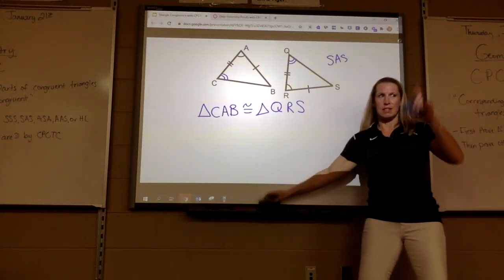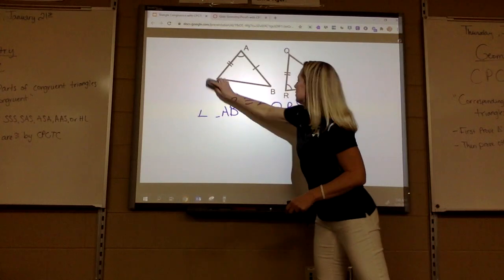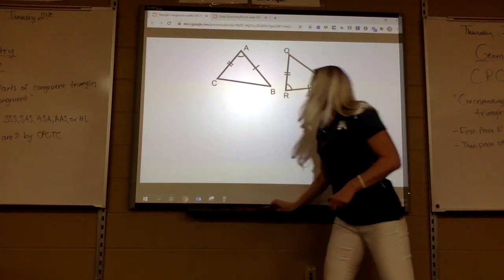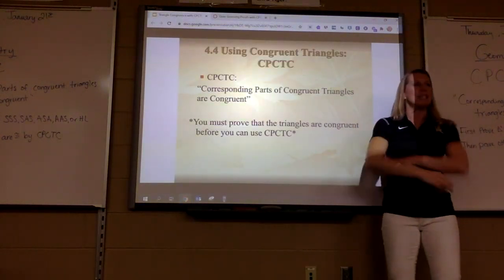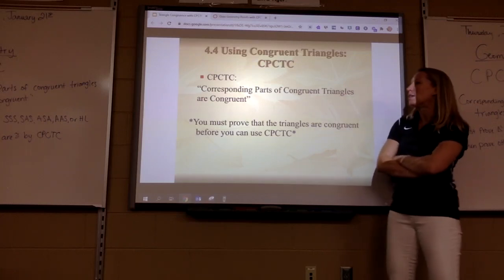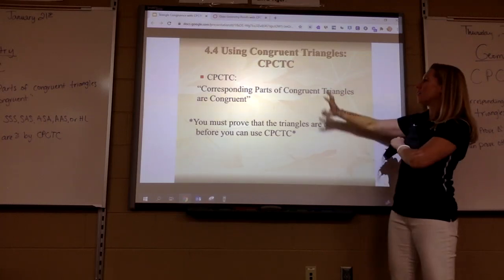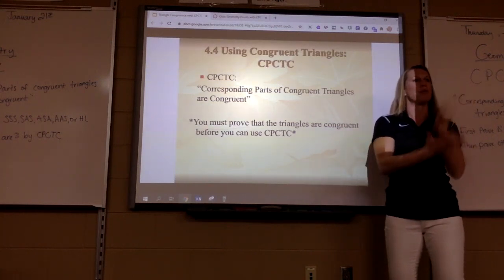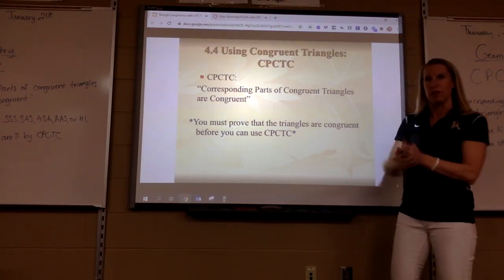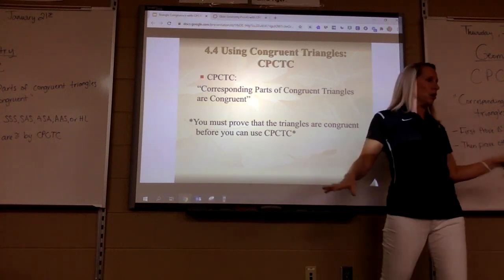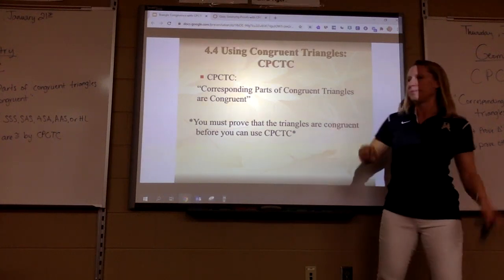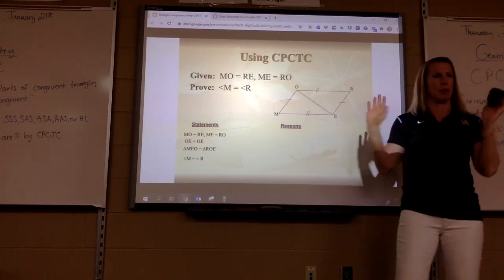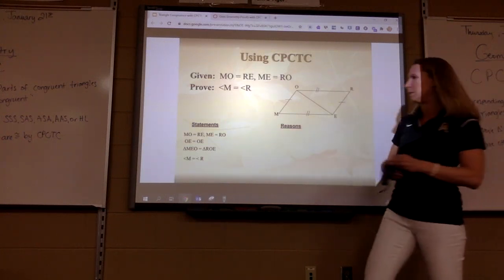So that's where this new stuff comes in. So CPCTC stands for corresponding parts of congruent triangles are congruent. So if we have already proved that those triangles are congruent, I can say all the corresponding parts are congruent, even if they're not marked. So you're going to have some proofs. So I'm going to work some example proofs, and then we'll look at your assignment.